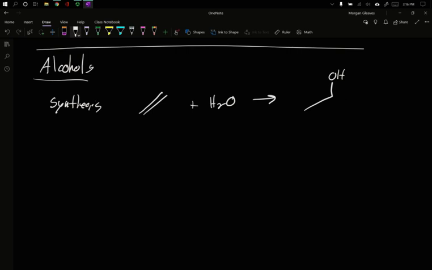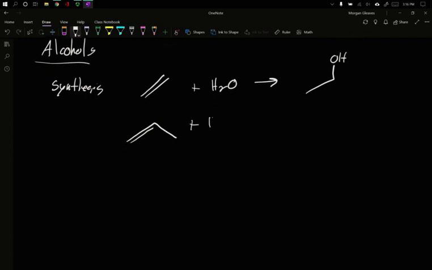When you synthesize these, though, there are some restrictions. If I have propene and I was to add water, well, there's two options. I could have the OH attach on the end, or I could have the OH attach on the middle. Both of these actually get synthesized, but one of them is far more common, and that is the inside option.